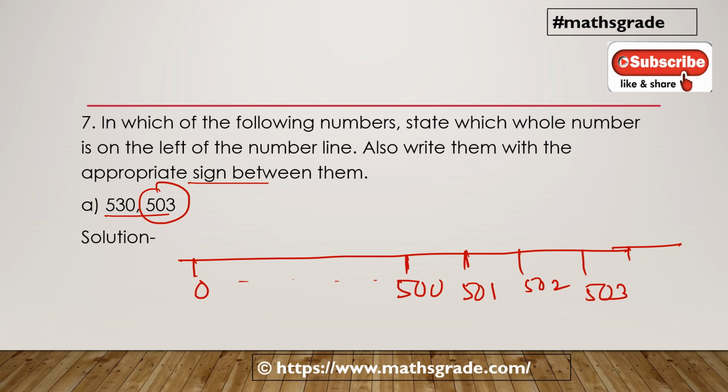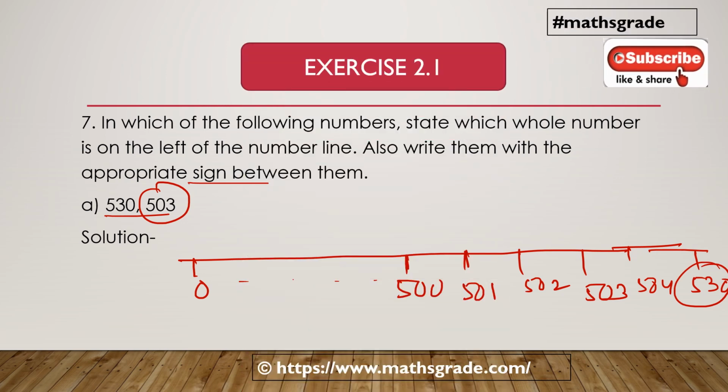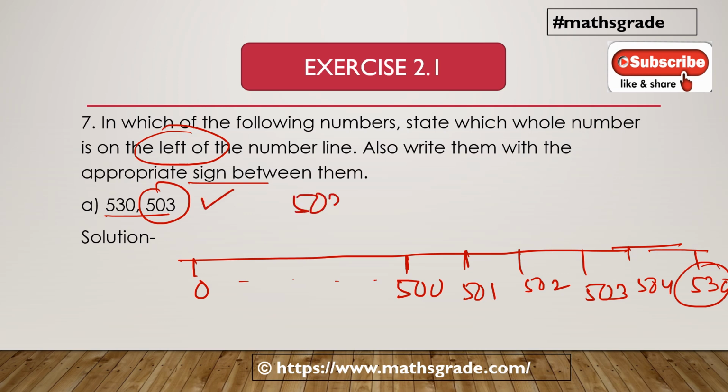So first we have to write 503 on the number line on the left hand side, then 504 like this, and this is 500. Suppose this is 530. So 530 is the bigger number than 503. So 503 is the smaller number and 530 is the bigger number, and 503 will be on the left hand side of the number line.